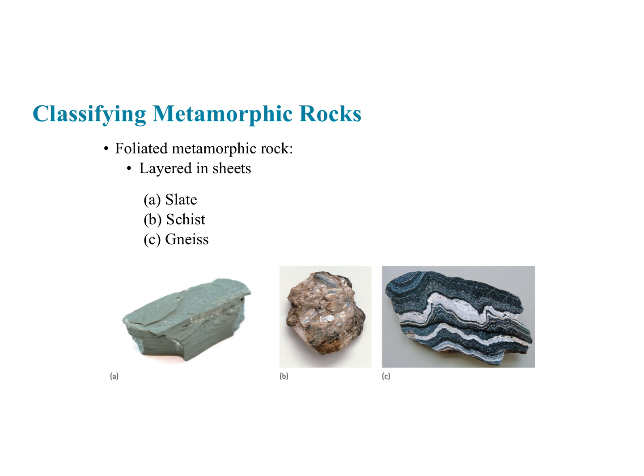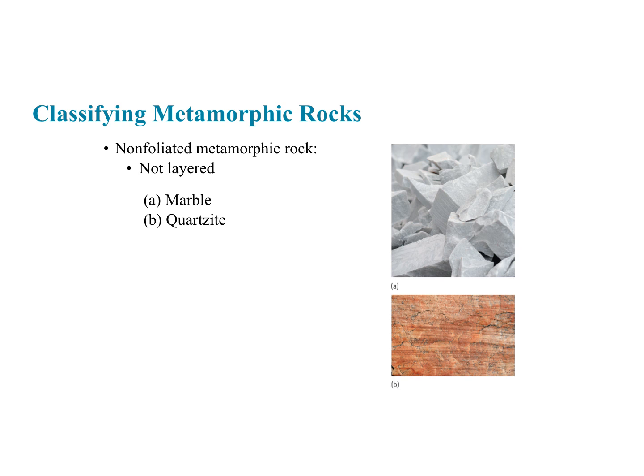Here we can see some examples of foliated metamorphic rocks. You can see that there are different sheets, different layers in them, and so those are called foliated. And here you see some examples like marble that are not foliated. There's no layering of sheets like in the previous slide.